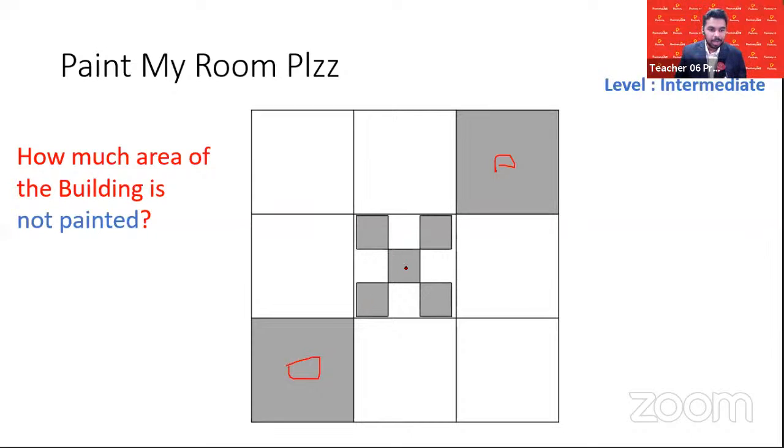So now you have to calculate what is the area of this building that is not painted. All the white areas are not painted. You can give it as a percentage area. If the total area is A, what is the percentage area that is not painted? So is the puzzle clear to you all? You need to think a little bit in terms of fractions. That is a hint that I can give.